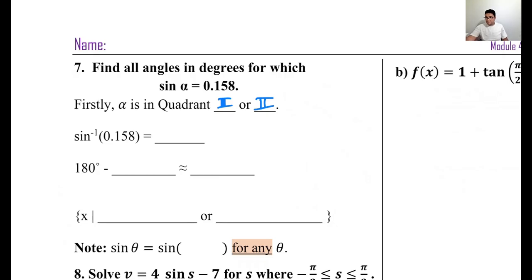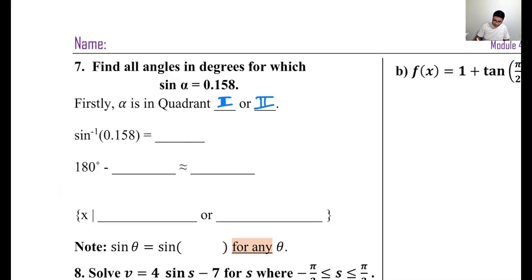I'm also going to write it here. Okay, I found it to be 9.09 degrees. Okay, round it to two decimal places. So if you do 180 minus 9.09 degrees, you will get 170.91 degrees, right?